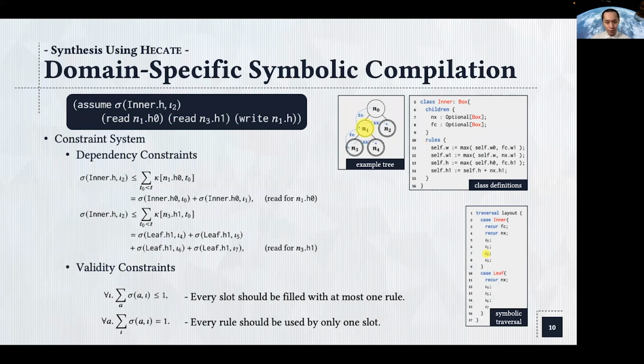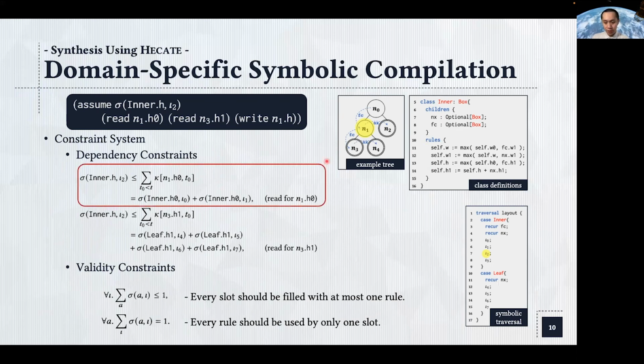Following the same trace program, we now illustrate how it further gets translated into ILP constraints under domain-specific symbolic compilation. The generated constraint system also has two parts, namely the dependency constraints and the validity constraints. For the validity constraints, they are ILP translations of the auxiliary constraints in the general purpose symbolic compilation, but in a more concise form. For the dependency constraints, the previous disjunction gets split into several classes.